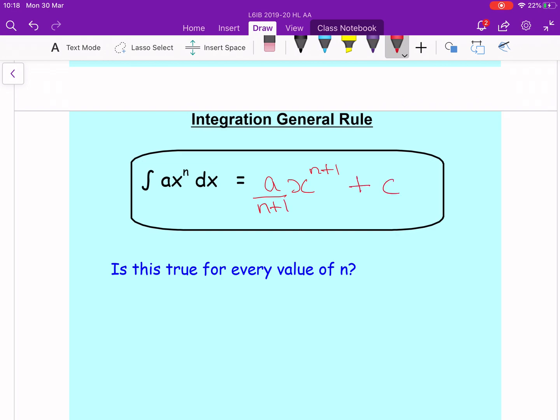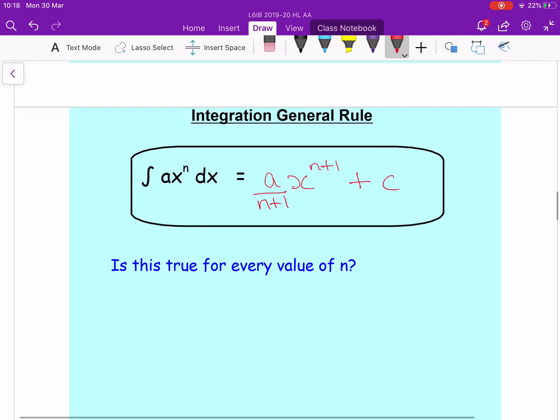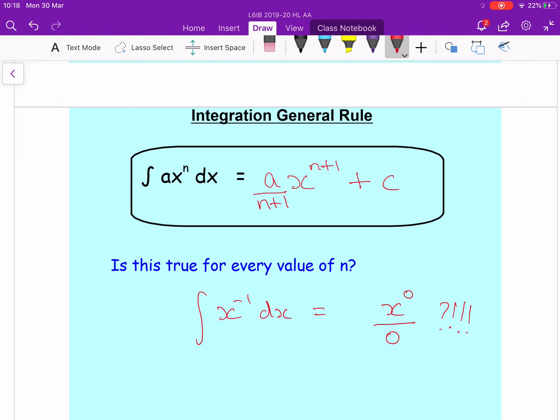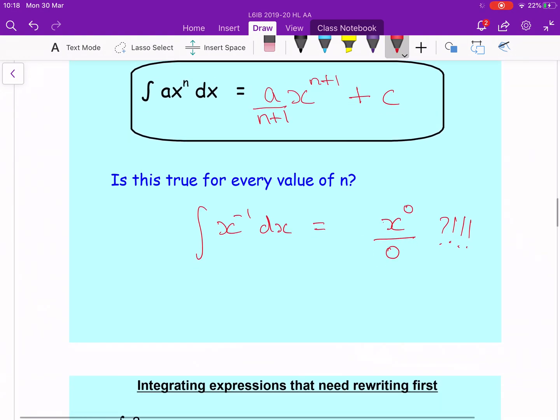And we get this. Is this true for every possible value of n? Well, again, you might like to just pause this for a moment and have a think about that. Well, it does work for pretty much every value of n. The only one where it doesn't work is if you try to integrate x to the power of minus 1. Because if we follow the rule here, we increase the power to 0, we're going to be dividing by 0. And we say, hang on a minute, something isn't right here.